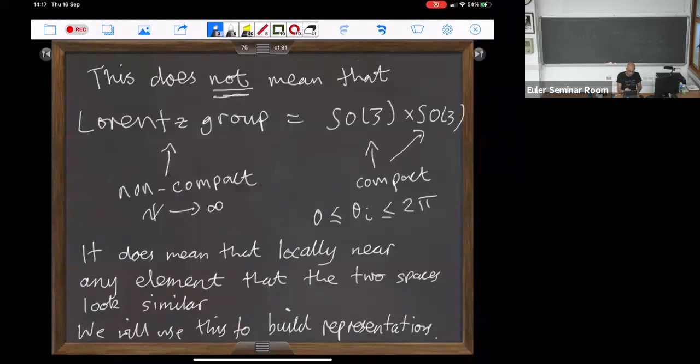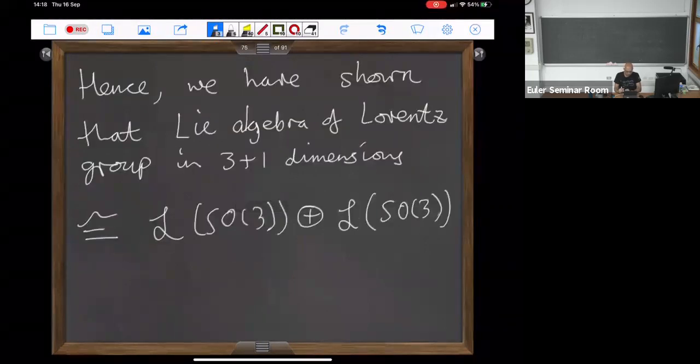But this is not the case, okay? And this cannot be the case because SO3 is compact. It's spanned by these compact angles, all of which go from 0 to 2 pi. Whereas the Lorentz group, we've seen, is a non-compact space. It has directions which go off to infinity in the direction of the 3 boosts. So it's this non-compactness that means that this is not the case.